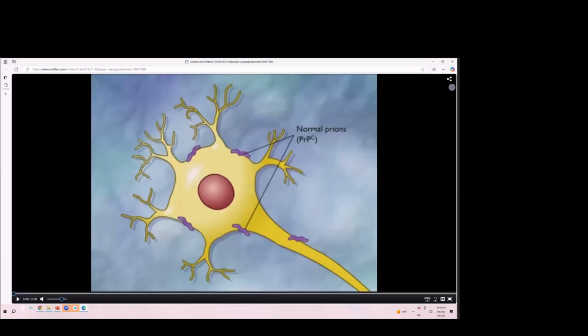So this is a normal protein that we have. This is like our neuron. And these purple things are the proteins that are there that are normal. But look at what happens.